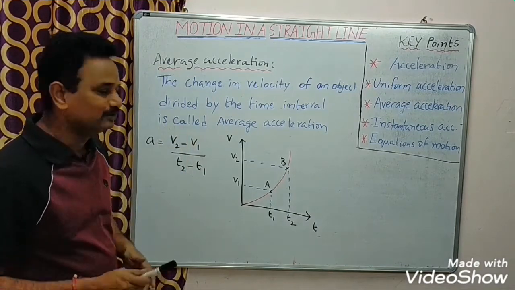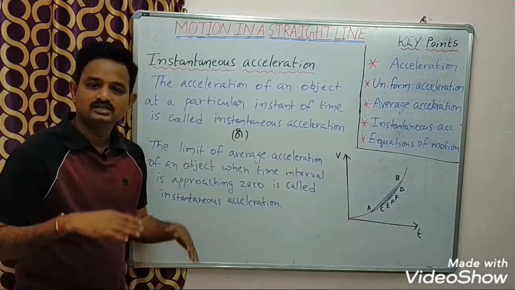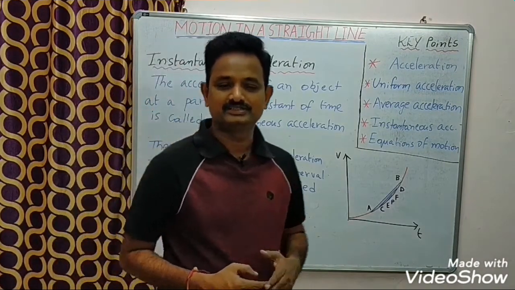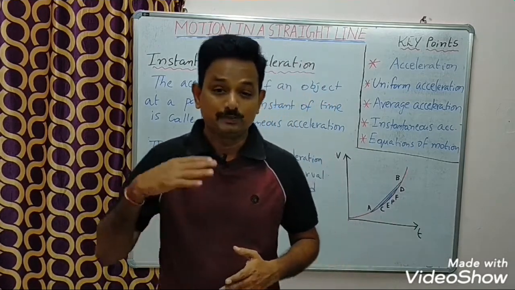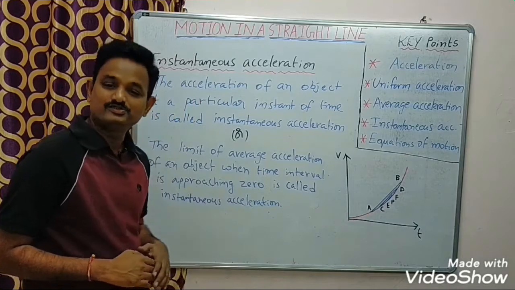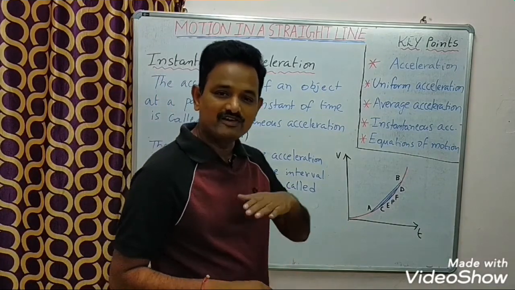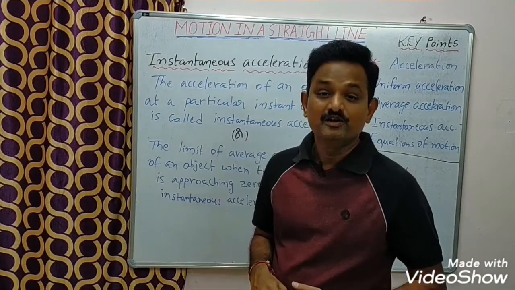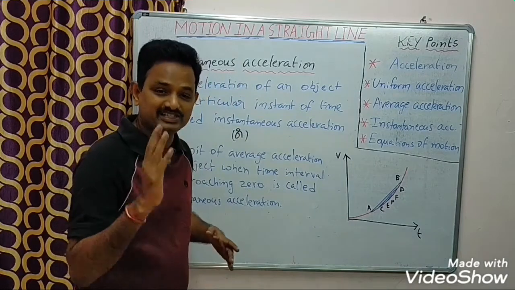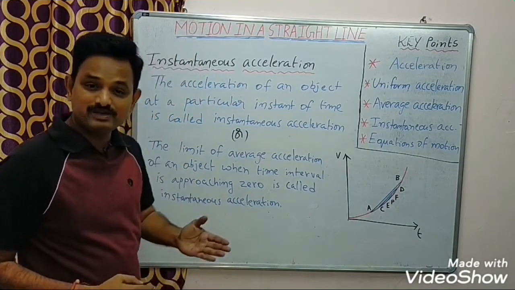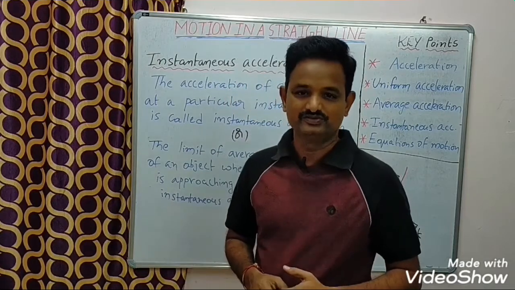Next we will discuss instantaneous acceleration. Now instantaneous acceleration. The acceleration of an object at a particular instant of time is called instantaneous acceleration, or the limit of average acceleration of an object when time interval is approaching zero is called instantaneous acceleration. To explain instantaneous acceleration, I will take a velocity time graph. Look at here.